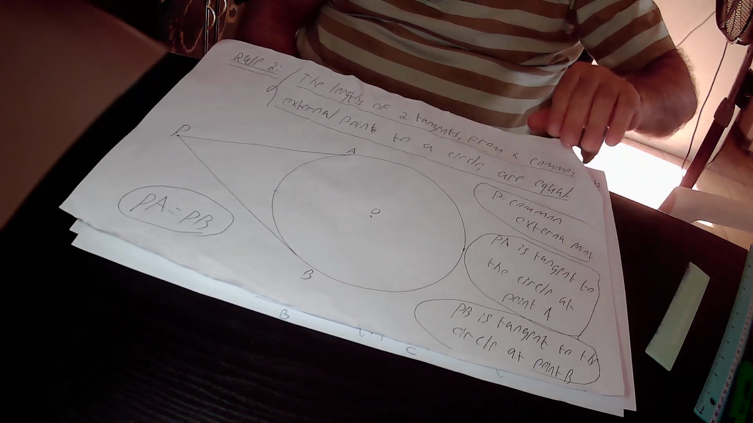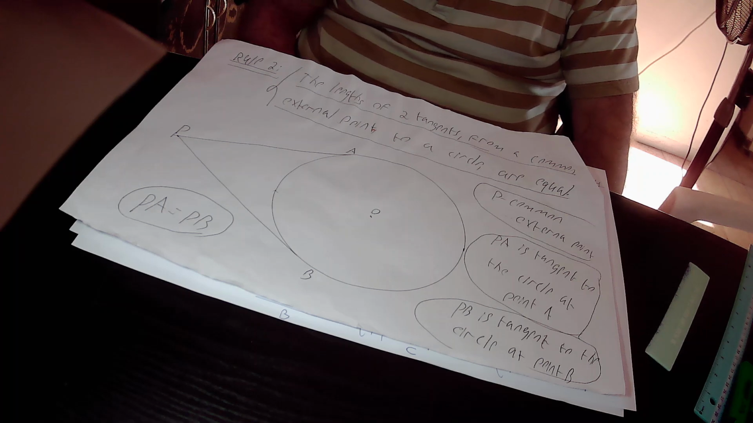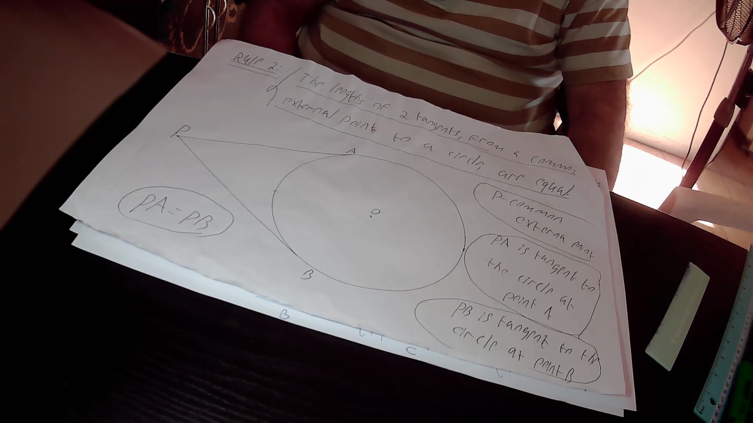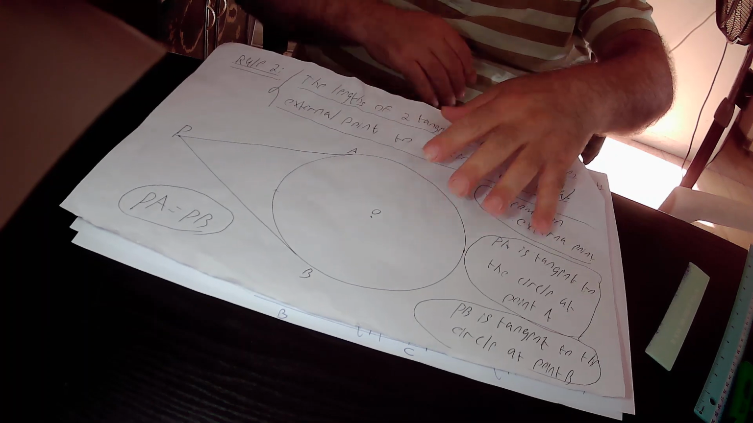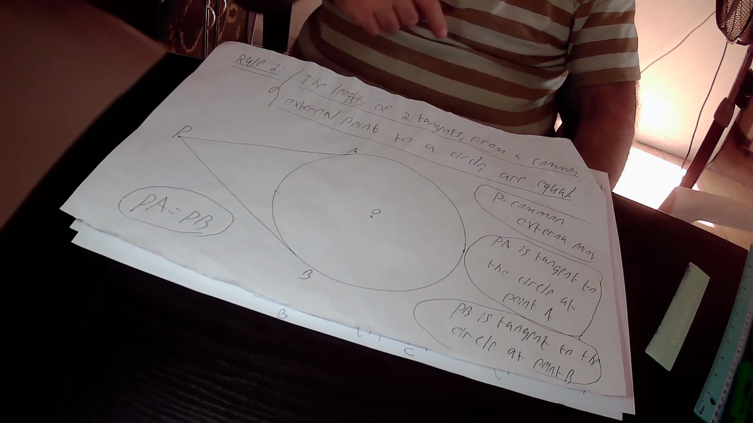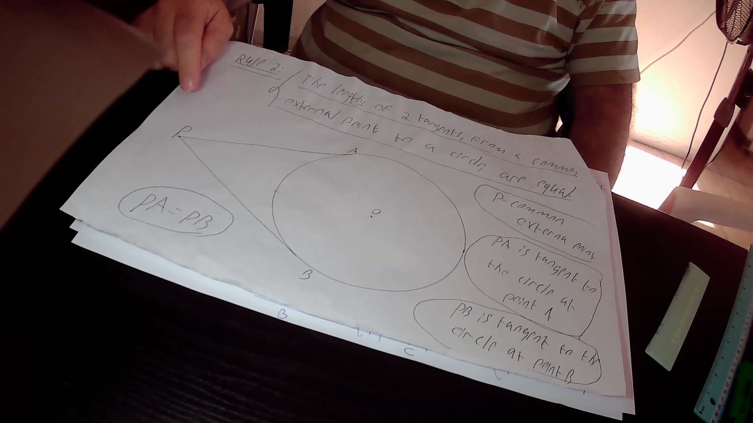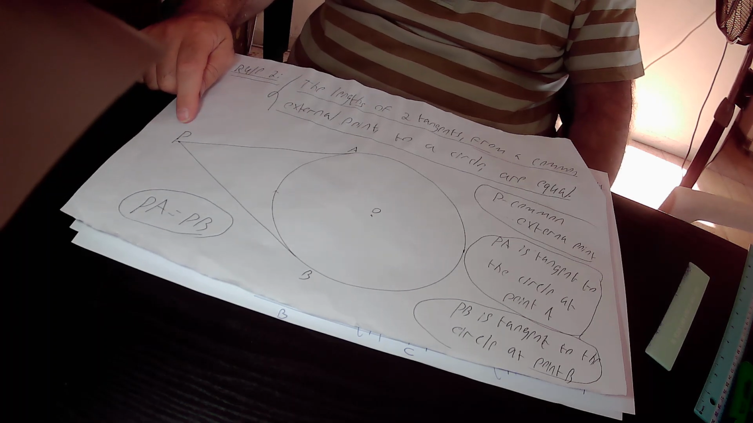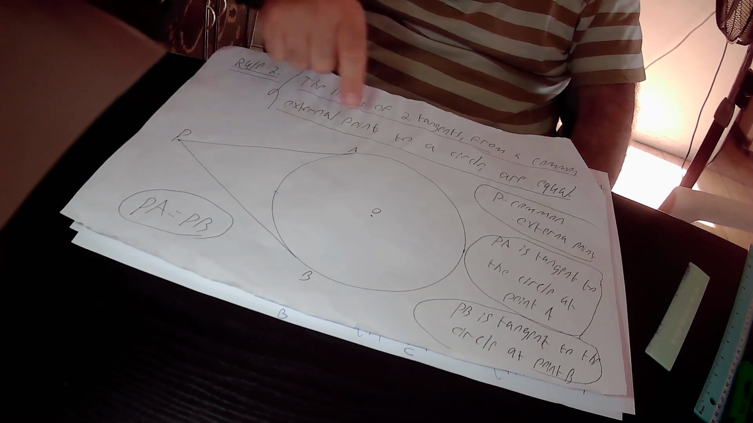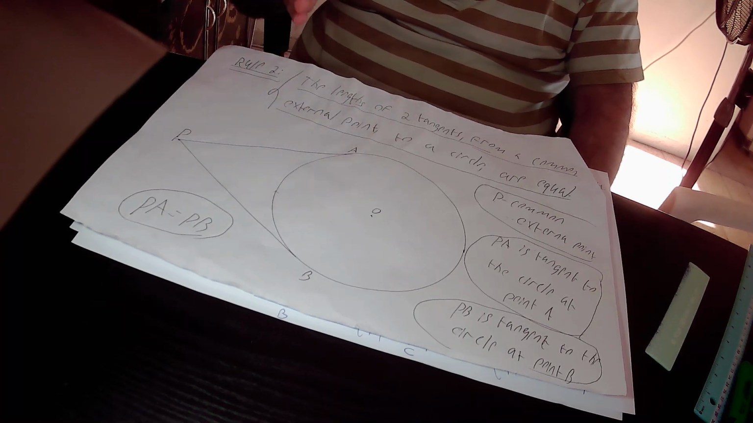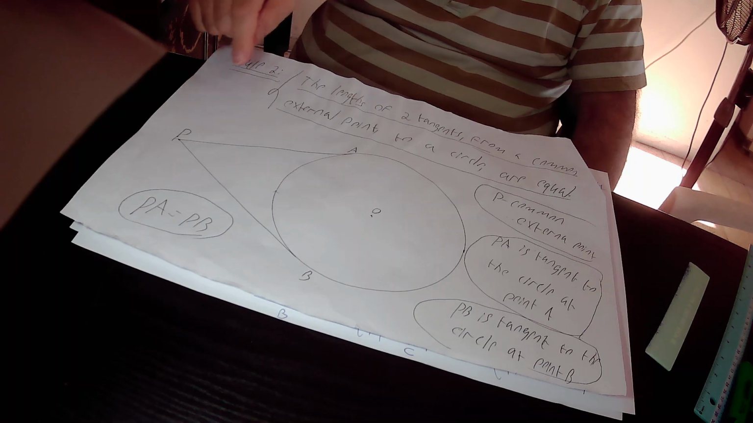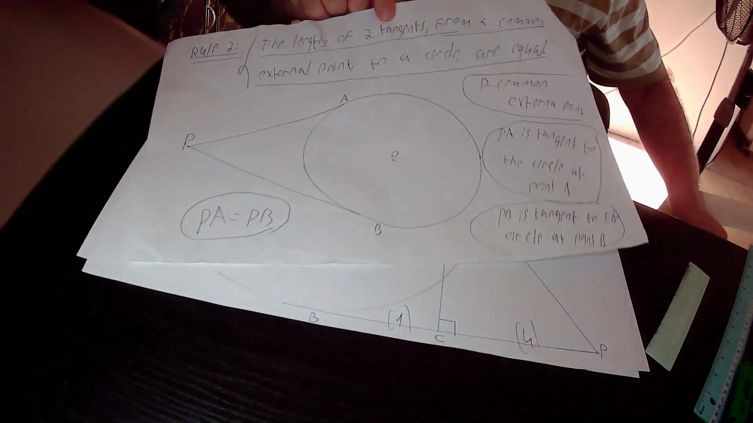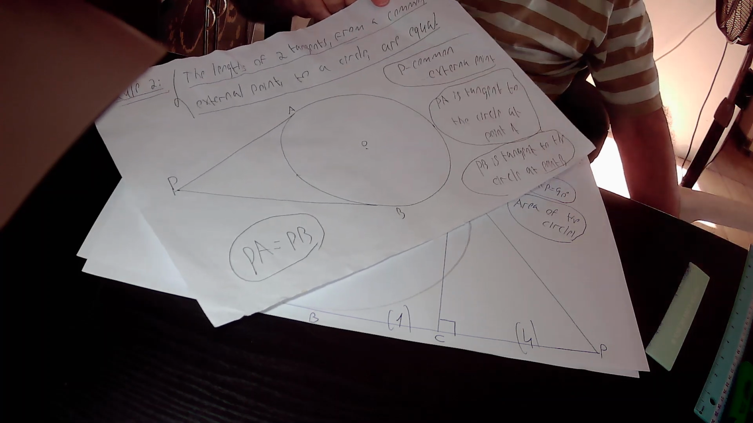According to rule 2, the lengths of two tangents from a common start point to a circle are equal. So in the drawing we have a circle, and this is the common start point P. From this common start point P, we have two tangents to this circle, tangent PA and tangent PB. And according to this rule 2, they are equal to each other. That is to say, PA equals PB. So we can actually implement rule 2 in our drawing.